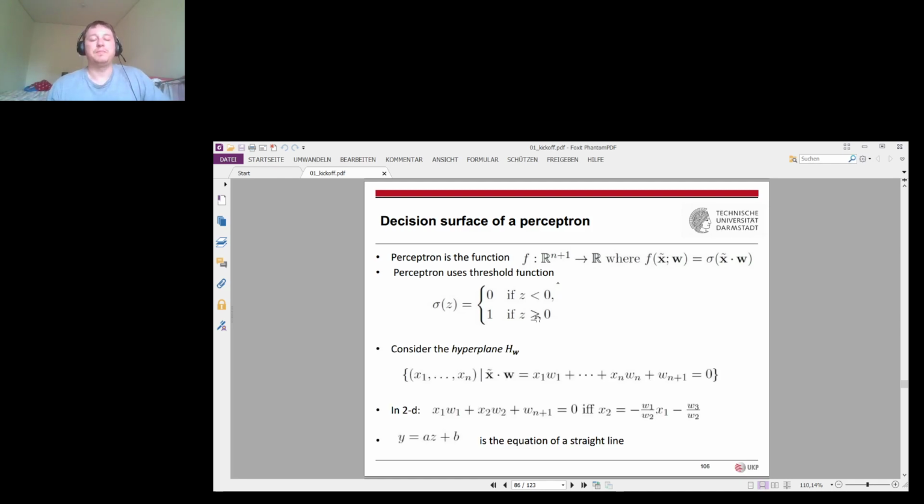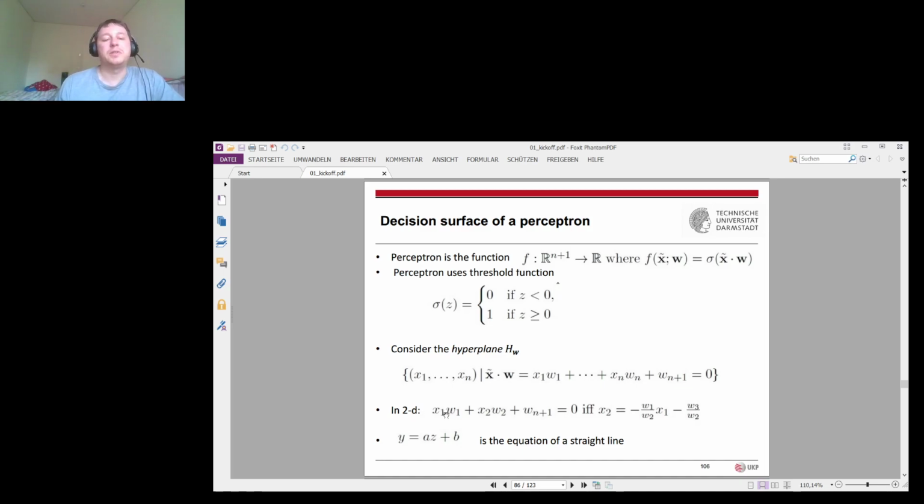Now, what is a hyperplane? A hyperplane H_w, for a given point w, is the set of all points x1 to xn such that x tilde, which puts an additional 1 into x, multiplied by w, like in a dot product, yields the value 0. So the set of all points in R^n that has the property that these points multiplied by w yield the value 0 are called a hyperplane.